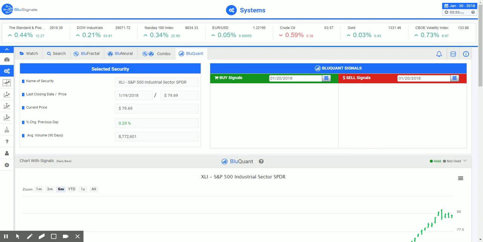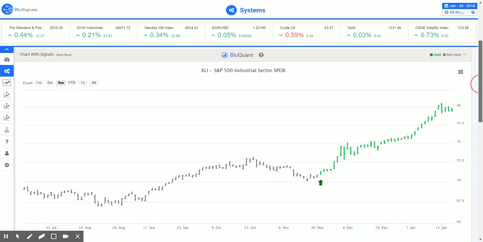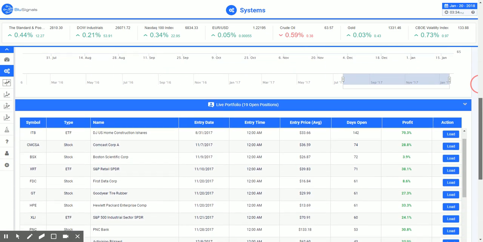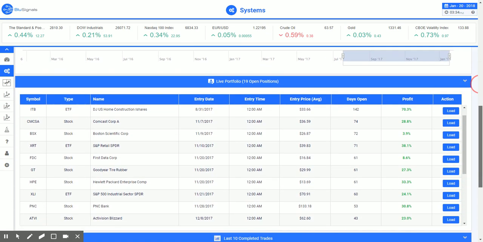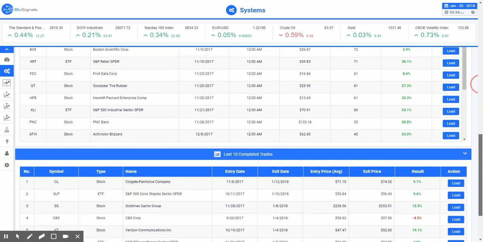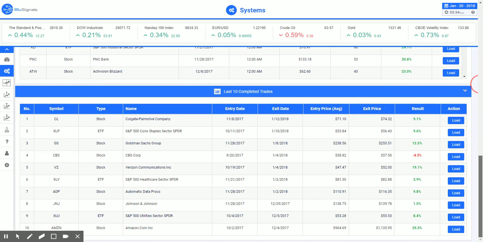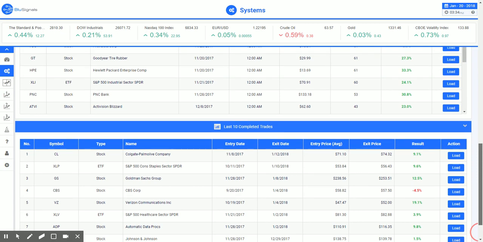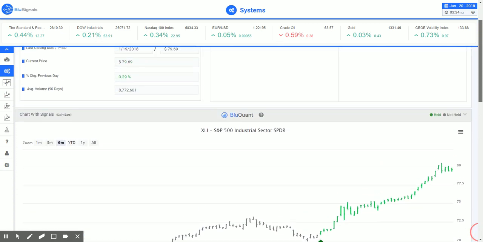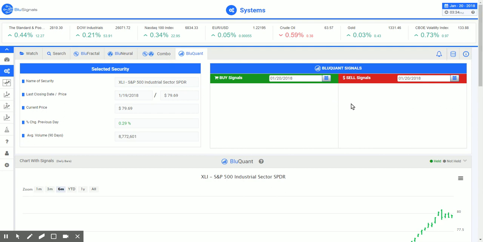when it comes time to sell these positions. You can bring the positions up in the chart section here, and this is a current live portfolio of positions in BluQuant. And the last table shows the last 10 completed trades by BluQuant. Again, these trades are completely generated internally.